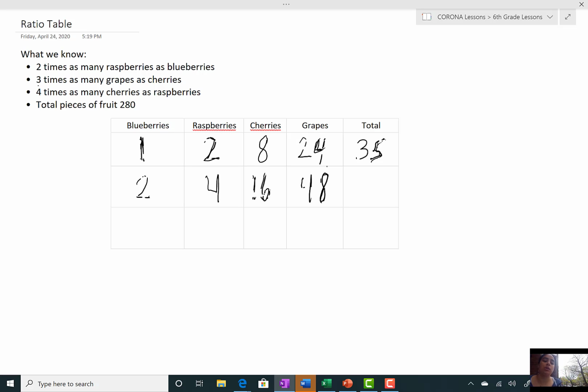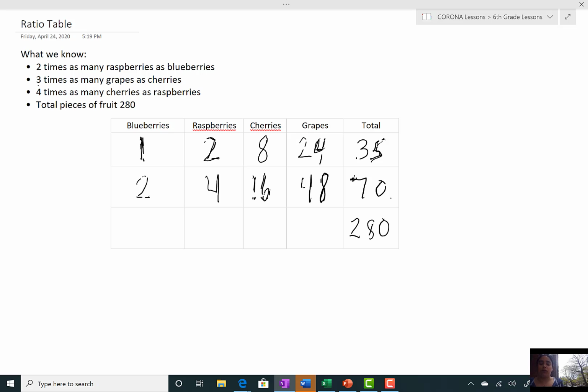And we know they're equivalent ratios because it's following the same pattern. 2 times 2 gives me 4. 4 times 4 gives me 16, which is 4 times as many, and 16 times 3 gives me 48. So if I double the total, I now have 70 pieces of fruit. Now, this problem says we need to have a total of 280 pieces of fruit. Now, this is a ratio table, and we know what we do to one column of the ratio table, if we do the same to all the other columns, it works.